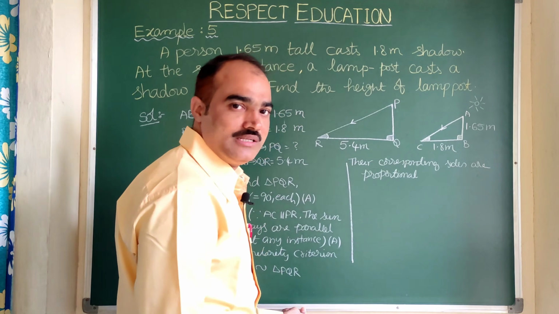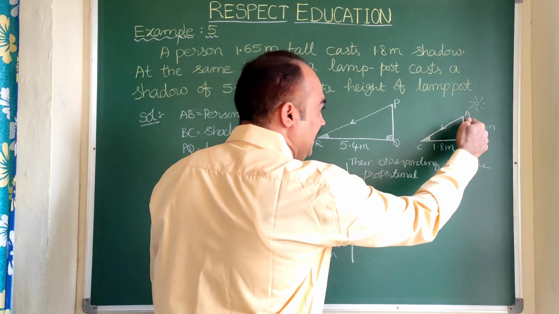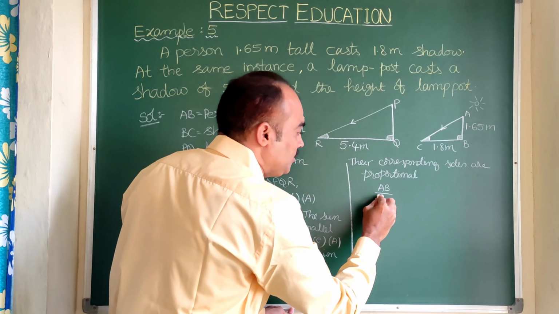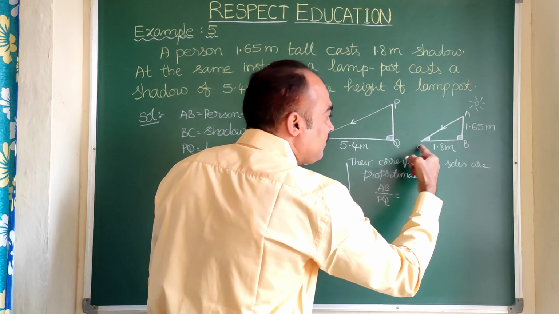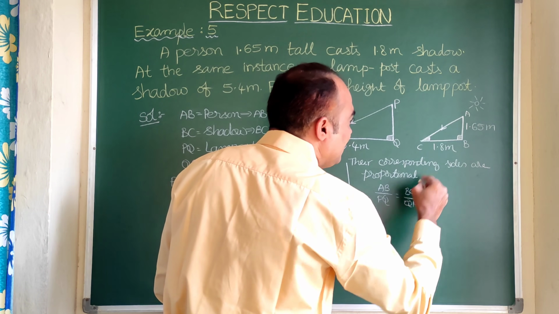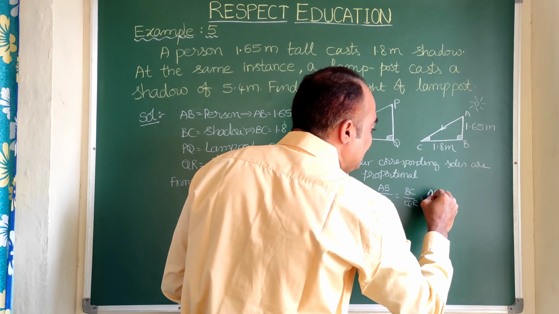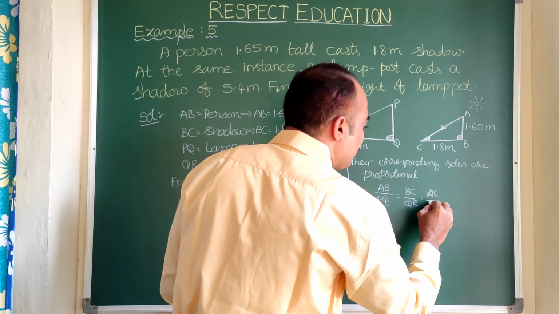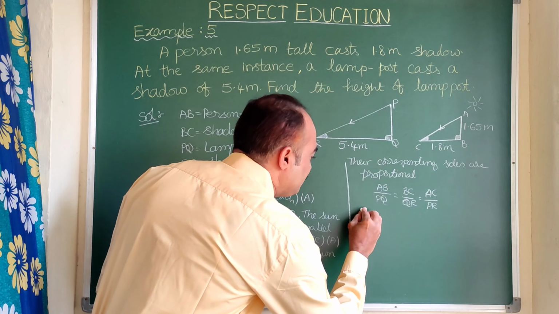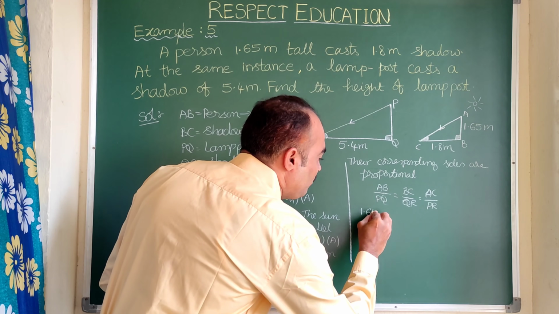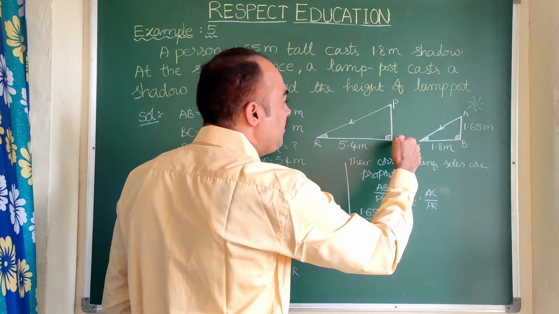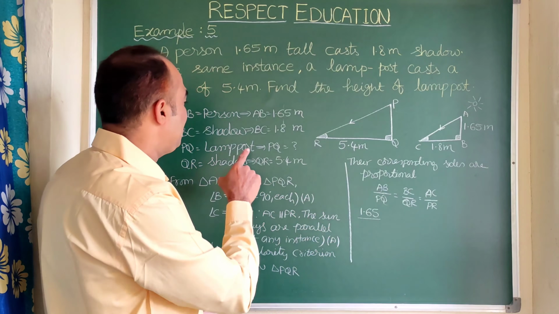Now let us consider the corresponding sides. Here if I take AB, for AB the corresponding side is PQ, right? And for BC the corresponding side is QR, and for AC the corresponding side is PR. Now let us substitute the given values. Here you see AB is 1.65. Let us write the units later. By PQ is what? That is not known. That is what we have to find.